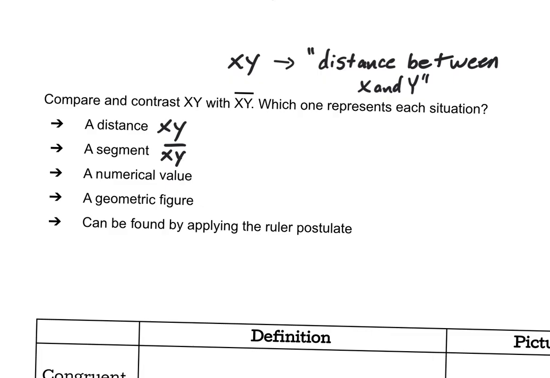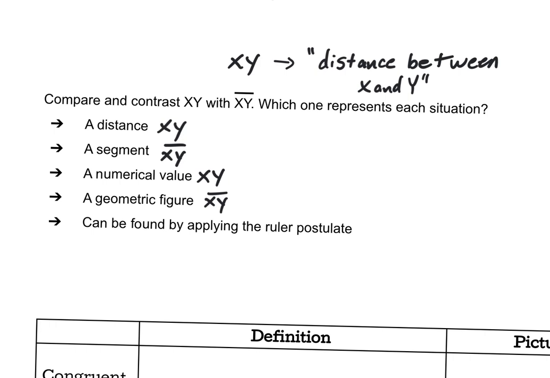If we're talking about a numerical value, if I said what is the length or distance of something, we would use a numerical value, right? So if there's a numerical value involved, it's talking about distance. How long is something? What is the length of something? If we're talking about an actual geometric figure, then that would be a segment.